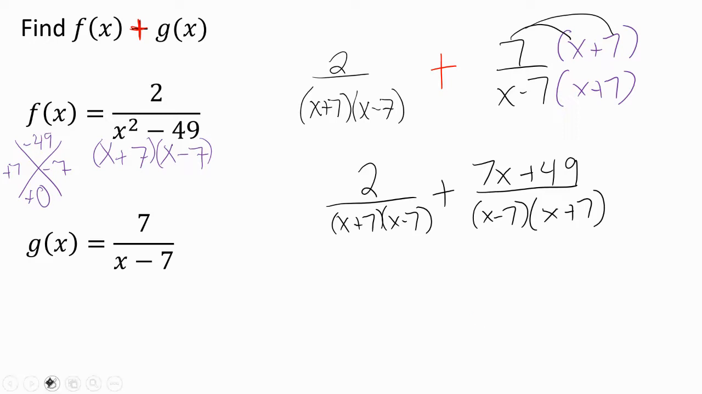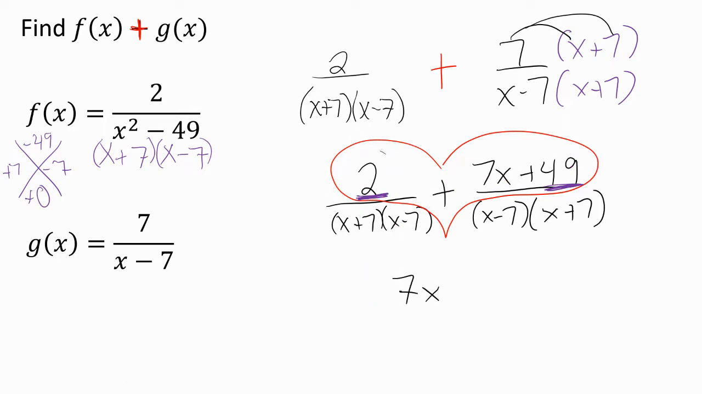All right, now that we're here, they have a common denominator. So that means they are in love, and we're going to go ahead and combine the tops only. The only like terms are 2 and 49. And so the 7x does not have a like term. So we're just going to write 7x. But we're going to combine the 2 and the 49 because those are like terms. And we get 51. And so it's 7x plus 51 all over that same denominator.